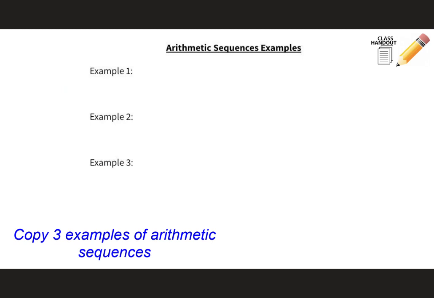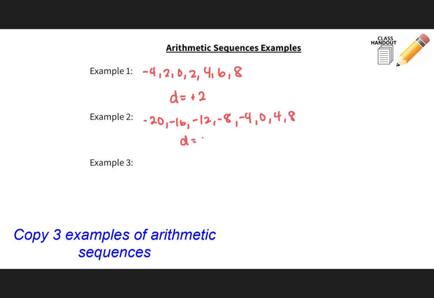So we're going to write out our 3 arithmetic examples. The first one was negative 4, negative 2, 0, 2, 4, 6, 8, and the common difference in this case was positive 2. Example 2 was negative 20, negative 16, negative 12, negative 8, negative 4, 0, 4, 8, with a common difference of positive 4. And the last one was 6.5, 5, 3.5, 2, 0.5, negative 1, negative 2.5, and that common difference was negative 1.5.